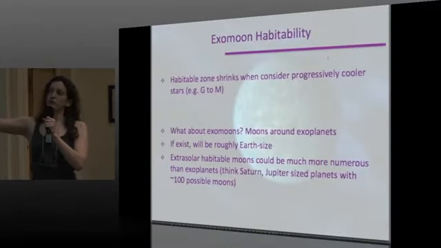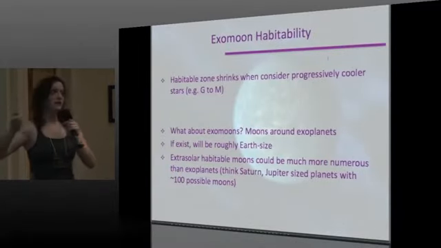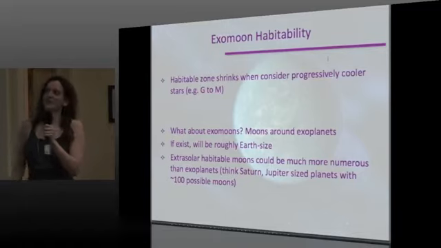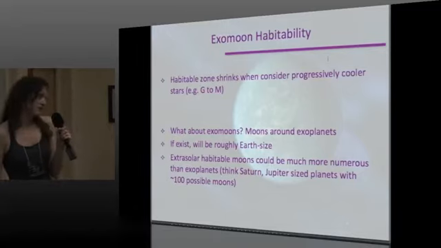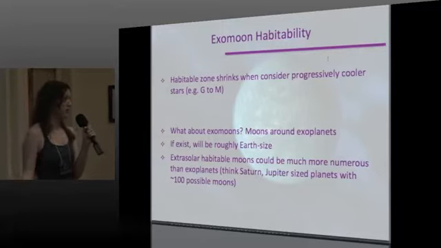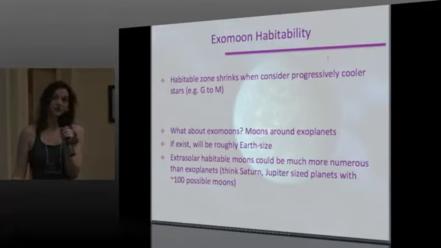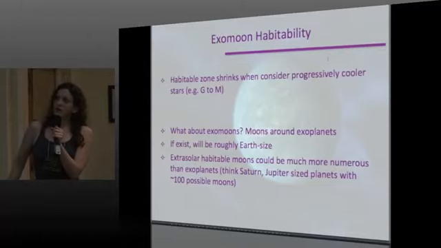Moons, I just wanted to mention real quick. Like an exoplanet is an extrasolar planet, an exomoon is an extrasolar moon. It's just a moon that orbits an extrasolar planet. If they exist, it would be really nice if we could find them to be roughly Earth size, because there is a possibility to have a habitable exomoon besides just a habitable exoplanet.